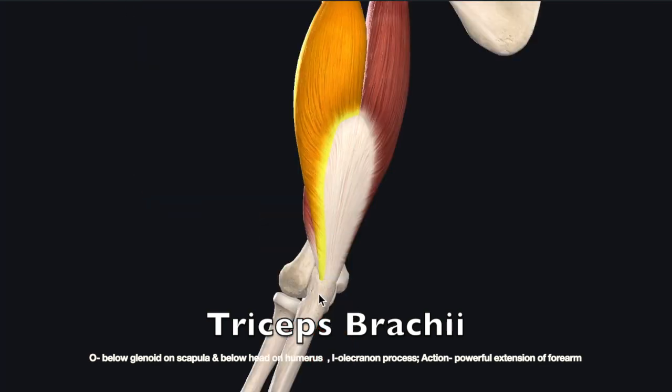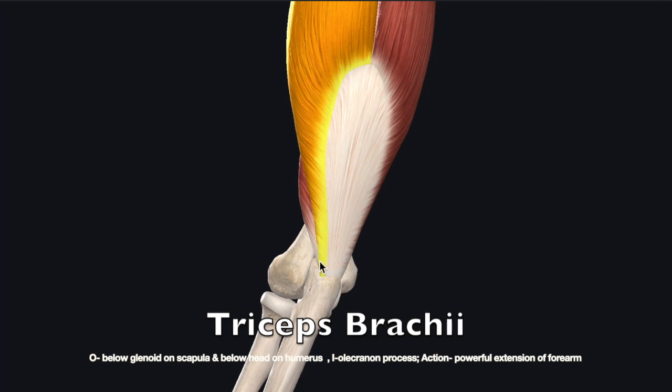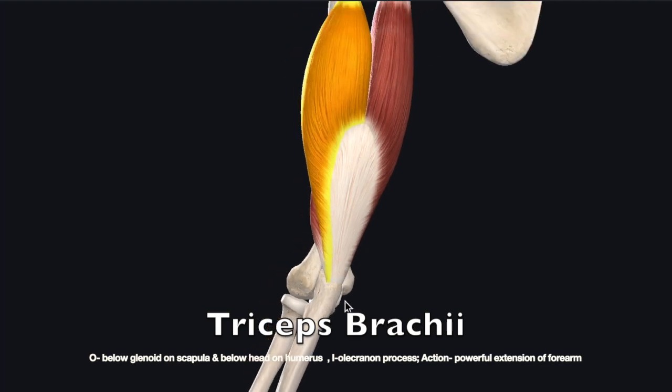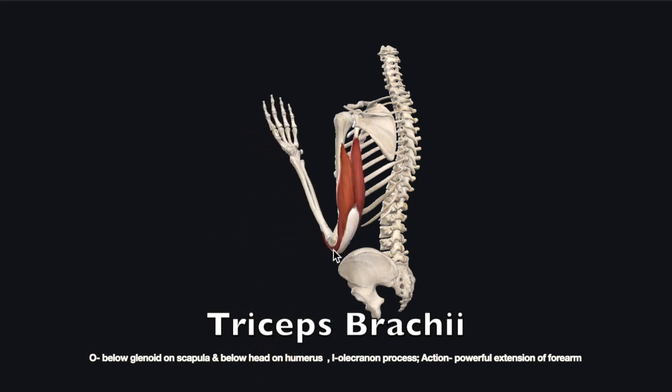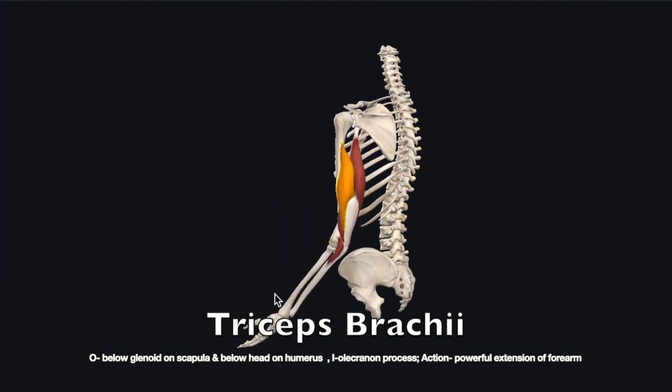Its insertion is on the olecranon process of our ulna. So the action is in extension of that flexed arm. It's going to bring our arm back to a straightened position.